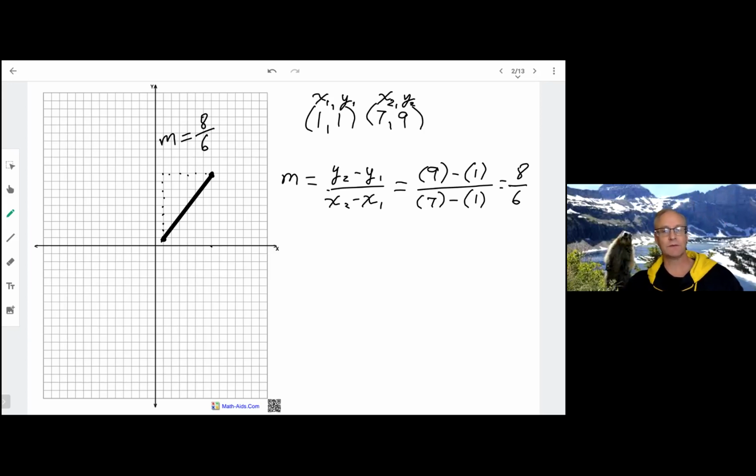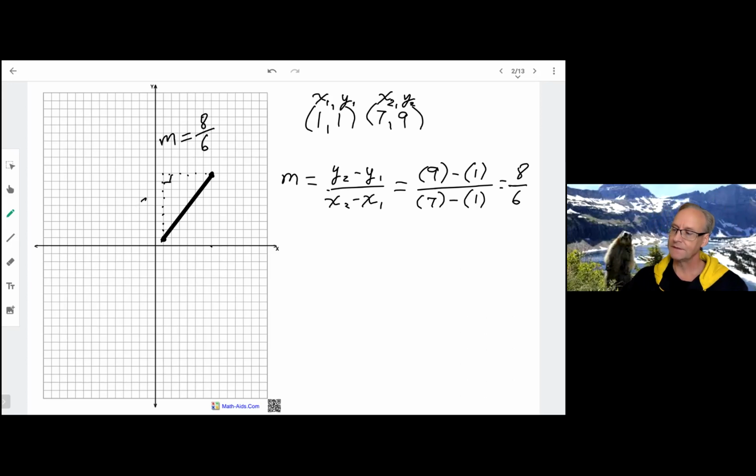We can reduce the fraction as 4 over 3, but I have a very good reason for not reducing that fraction. The reason is because we are going to use the Pythagorean theorem to solve for the distance. This happens to be a right angle up here because this is a rectangular coordinate plane. And we've got two sides of a right triangle, and we are interested in finding the third side.